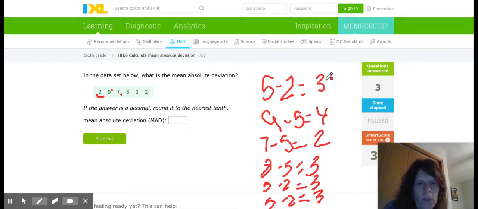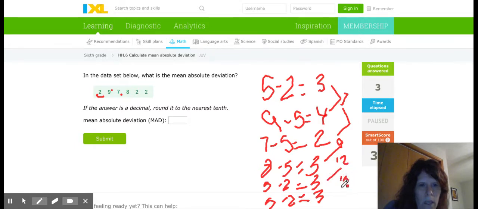Now we're going to add up 3 plus 4. We're going to find the mean of this data. Add up 3 plus 4 plus 2 plus 3 plus 3 plus 3. So let's figure that out. So 3 plus 4 is 7. That's 7. 7 plus 2 is 9. 9 plus 3 is what? 12. 12 plus 3 is 15. And 15 plus 3 is 18.